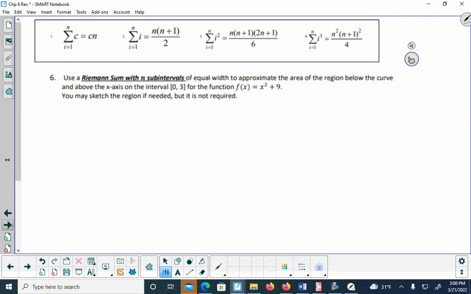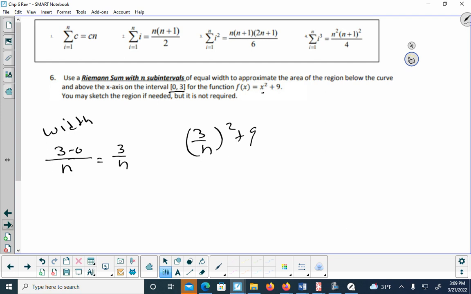Okay, number 6 is the Riemann sum. So this is where you're going to write the area of rectangles as they get smaller and smaller. I'm going to take my integral. So the width or the base of each rectangle is going to be 3 minus 0 over n, so 3 over n, that's going to be the width. The height of each rectangle is what happens when I put that 3 over n into the formula. That would be the height.